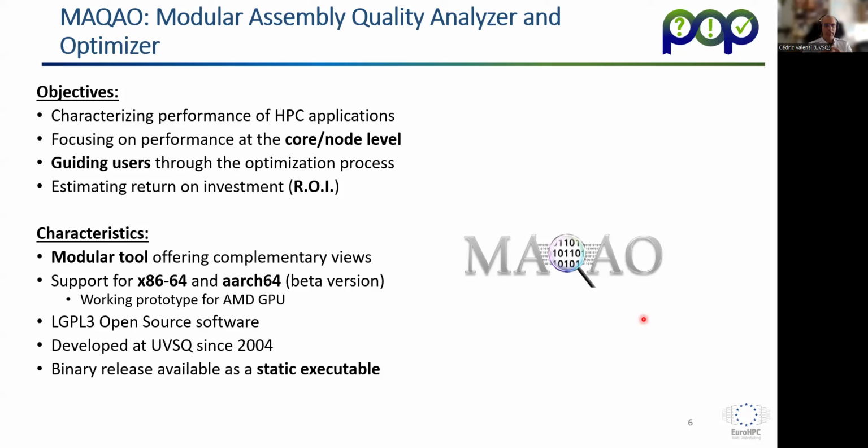So MAQAO is working for x86 architecture and ARM architecture. We are lacking a few features for ARM for now, but they mainly concern patching, which is not in the main binary release. We have some working prototypes for analyzing AMD GPU codes. And importantly, we provide MAQAO as a static executable. So it's available for download on our website, and it's possible to directly download it and run it right out of the box on most Linux systems, which means that you don't need to install it.